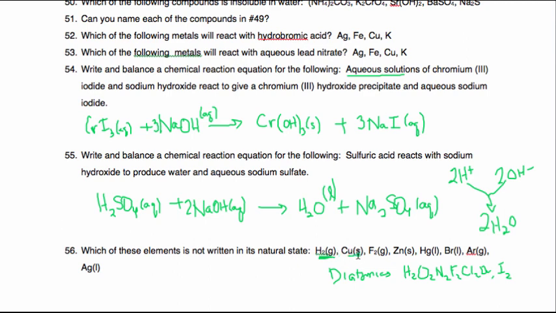Copper is normally a solid. Fluorine's on this list of diatomics. Zinc is normally a solid. Mercury is normally a liquid. Bromine's normally a liquid. Argon is a gas. And silver is not a liquid.